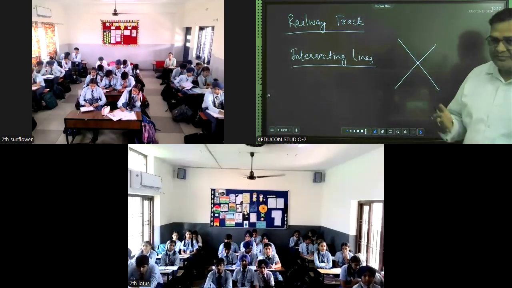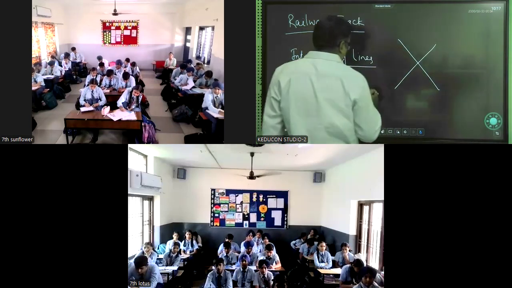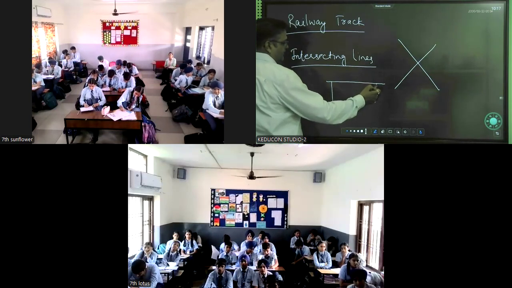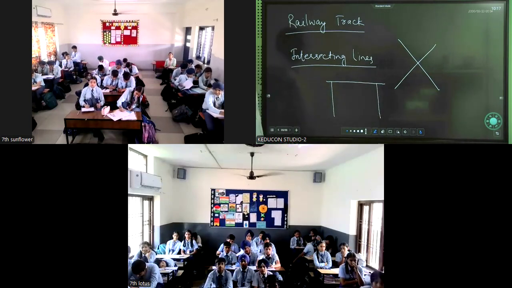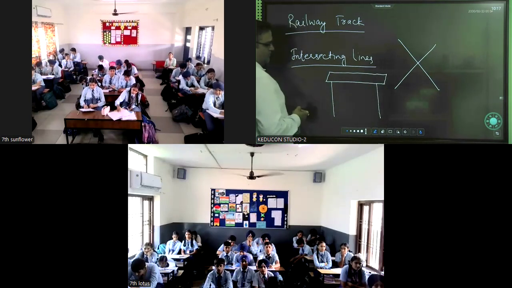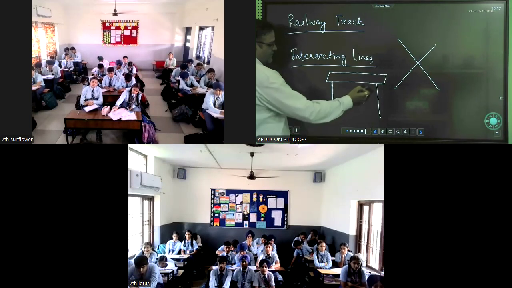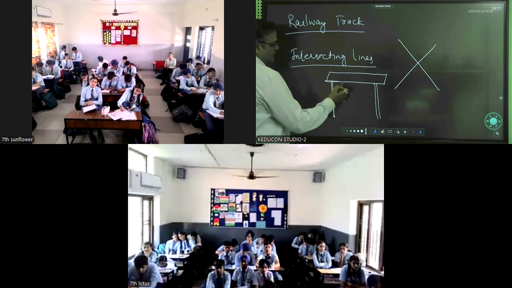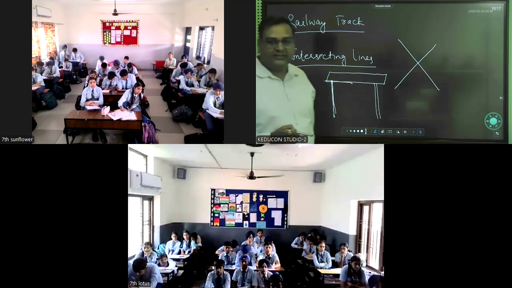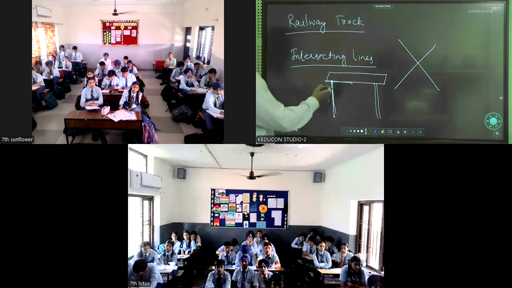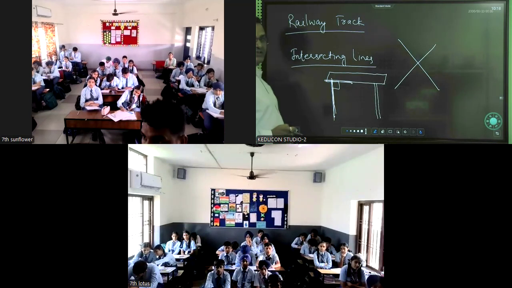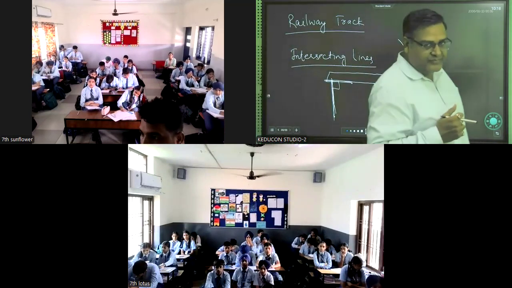So, an example of intersecting lines. For example, if you see the table, let's say this is a table and these are its legs. This line and this line, are they intersecting at this point? They can be taken as perpendicular lines also, because this line is perpendicular to this line and they are intersecting lines also, right students?